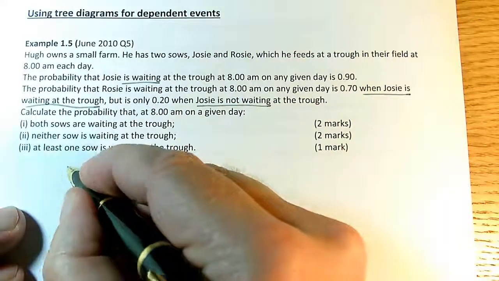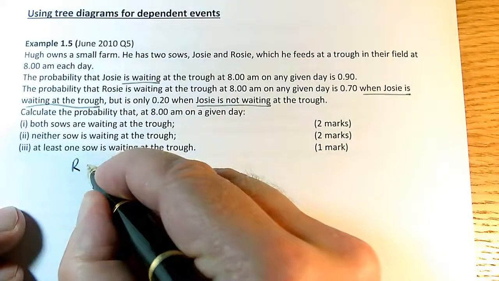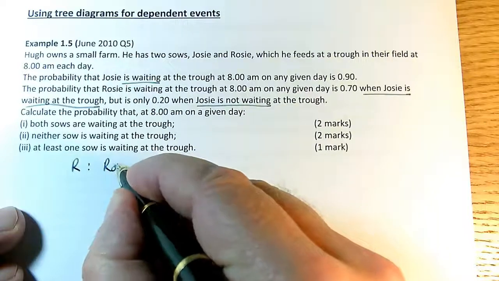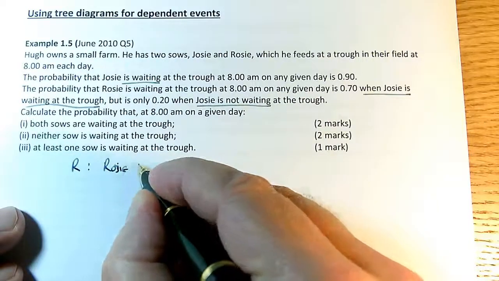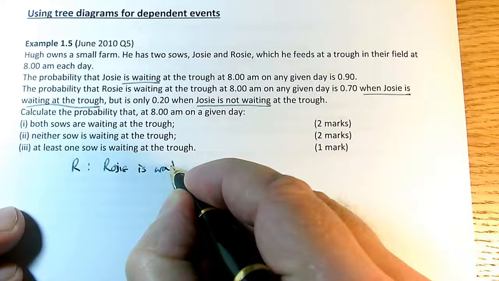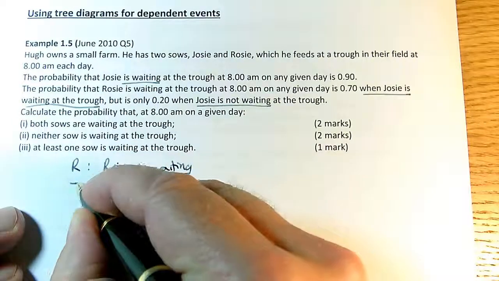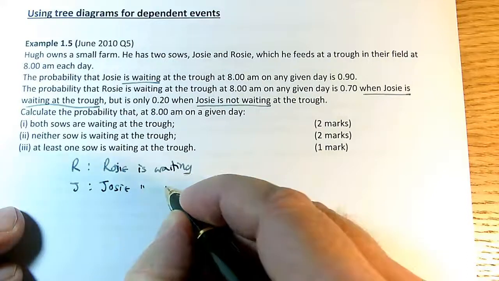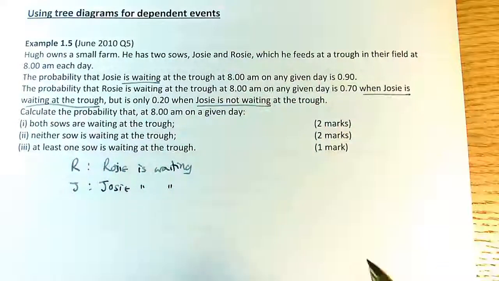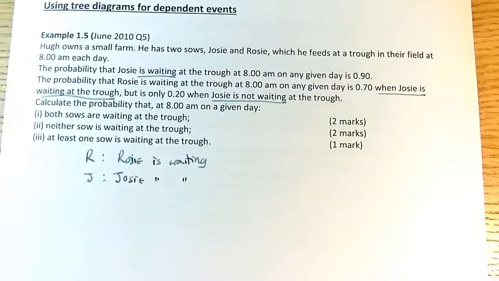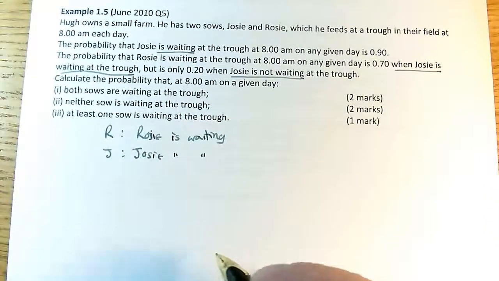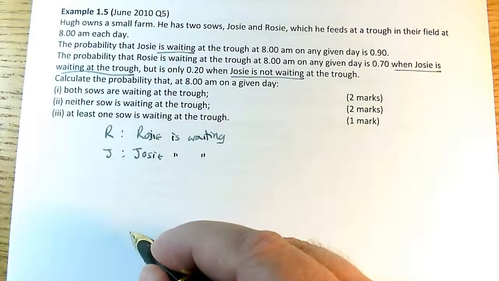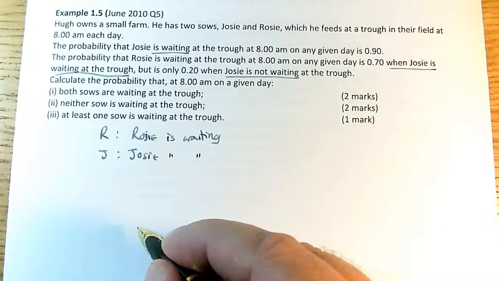So I need to make my events clear. R is the event that Rosie is waiting. And therefore, J I'm going to have as the event that Josie is waiting. Okay, and because I'm doing conditional probabilities, that calls out to be the second stage of a tree diagram. So this is our first tree diagram. This is how they work. You'll have done them before at GCSE, but let's get the labeling correct.